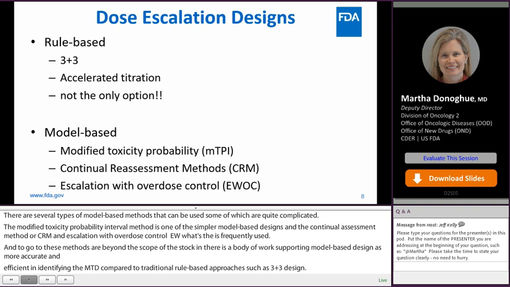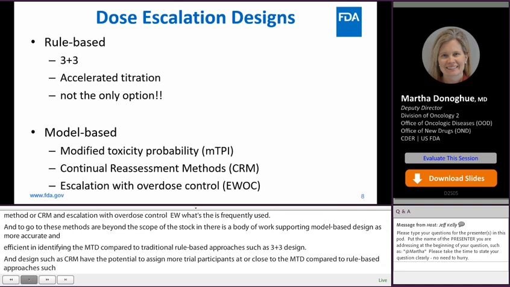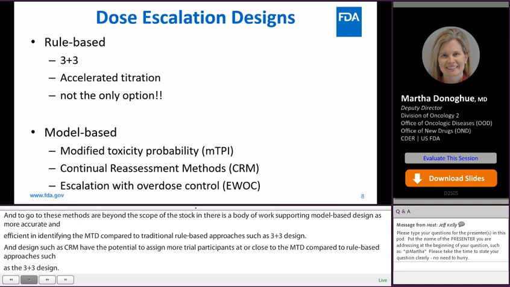Irrespective of which dose escalation design is used, I generally recommend that a safety committee review the accumulated safety data, including adverse events that occur outside the DLT monitoring period, prior to making the decision to dose escalate. And this information should also be used when identifying the MTD and recommended phase 2 dose.